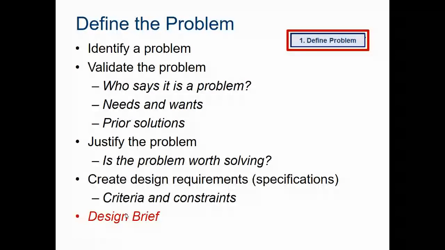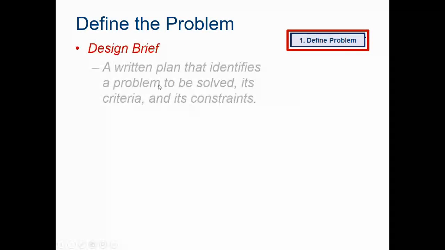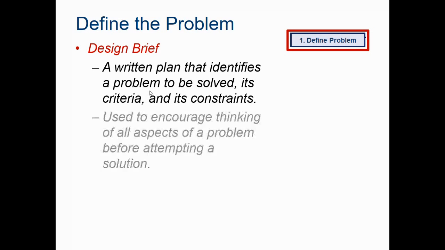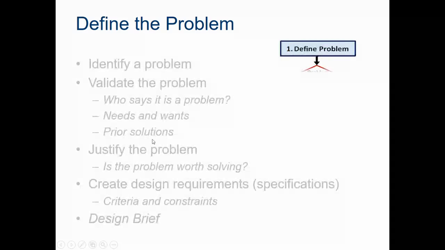And I reminded students on Tuesday that the design brief was that written plan that we put together last year as 7th graders that told us what the title of the project was, who we were working for, what the problem was, and then listed the criteria and constraints, and then gave a brief summary, not of what the solution is, but a general idea of what we thought the project would be. It's used to encourage thinking about aspects of the problem before attempting a solution.